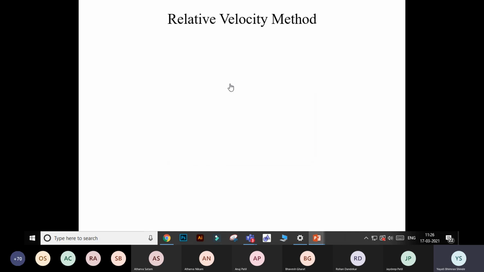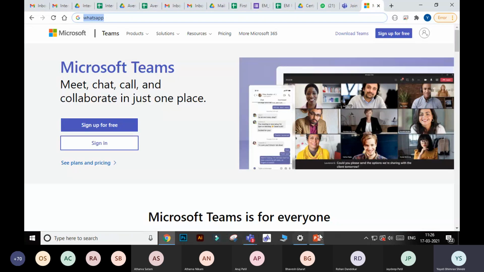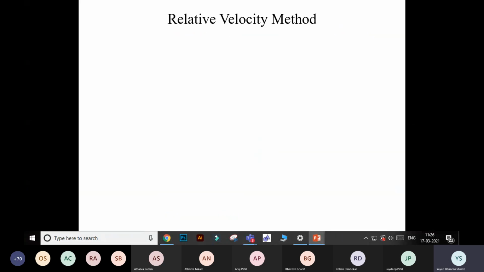Next is the relative velocity method. Now in this relative velocity method, what does it mean? There are two types of velocity: one is absolute velocity and another is relative velocity. If you consider there are 2 points.